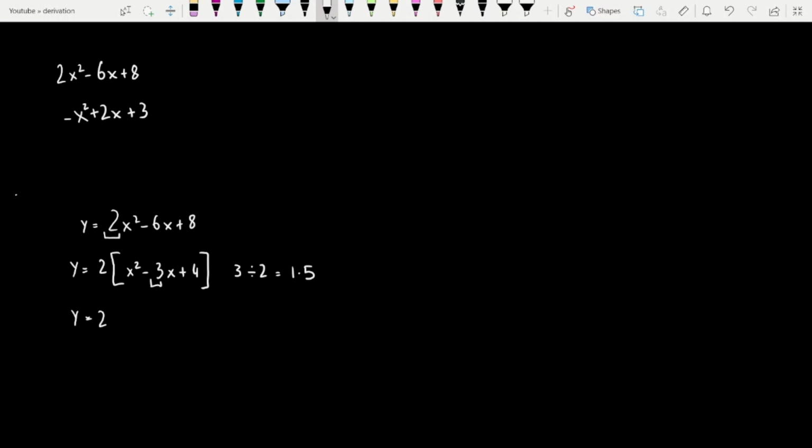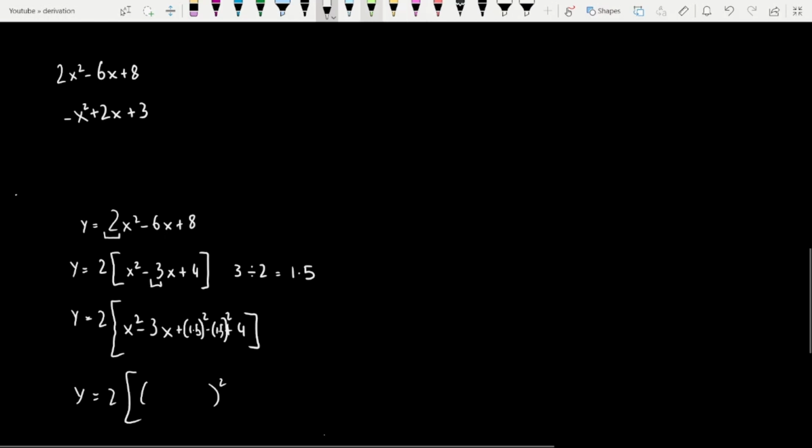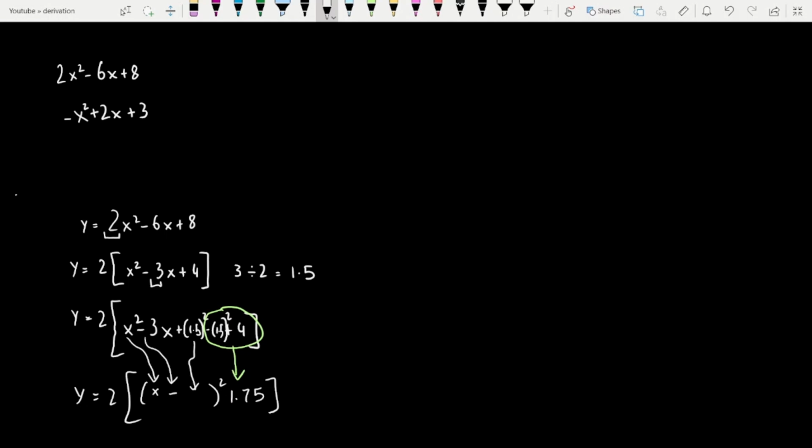So we are going to have x squared minus 3x, leave some space in the middle, plus 4. Add that 1.5 squared, and then minus that 1.5 squared. And then we put two brackets over here, put a square on top of that. Solve out these two terms, put them in here. So I'm just going to do that for you guys. So negative 1.5 squared plus 4, so that is 1.75. And over here, we are going to have this x, that sign, and this term 1.5.